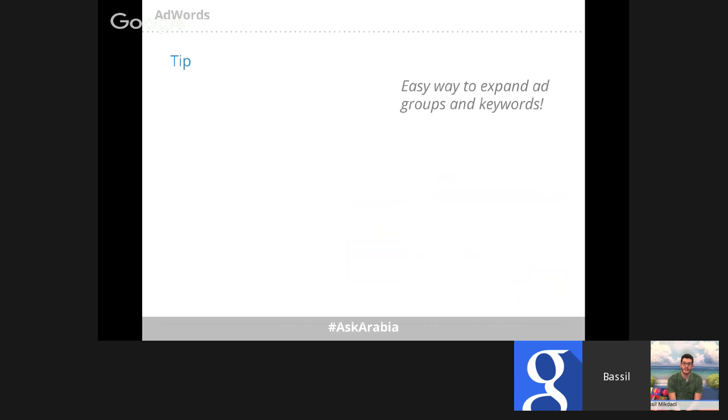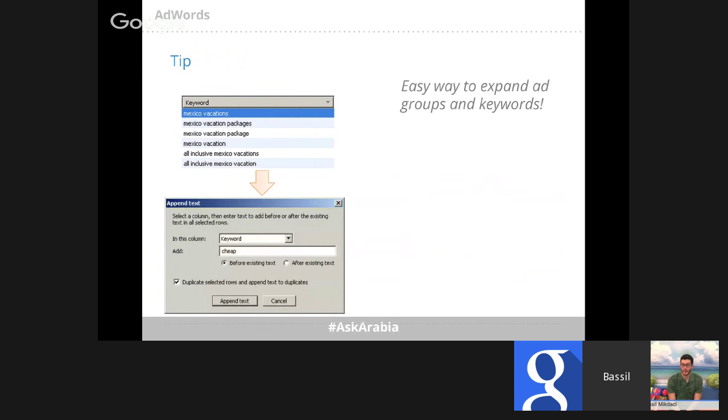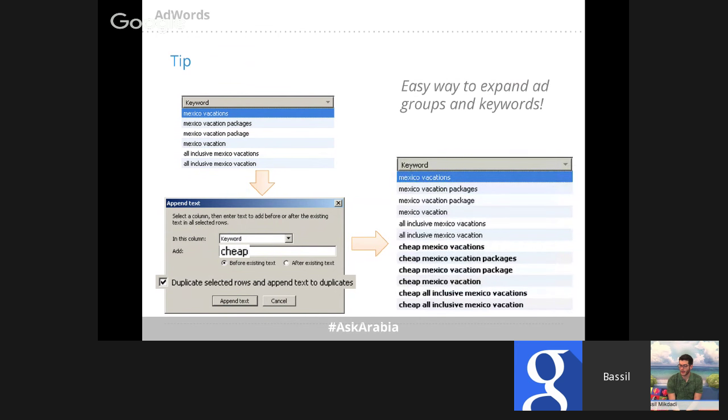Just another hot tip. This is an easy way to expand ad groups and keywords. Let's say we've got that Mexico vacations campaign running. You can add keywords and say, you know what, I want to advertise that this is a cheap vacation to Mexico. So you put in the word cheap. You duplicate it if you want to duplicate it, and then all of a sudden you've got your same keywords, but then you've got duplicate keywords that include cheap. So you had Mexico vacation packages, all-inclusive Mexico vacation. Now that you've got the same keywords, just with the word cheap in front of them, it helps you expand your reach enormously, and it only takes a couple of seconds.